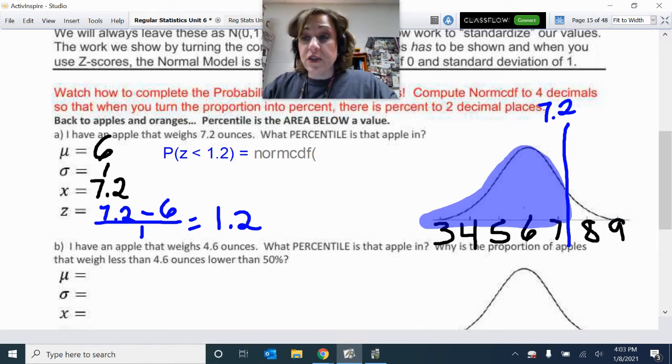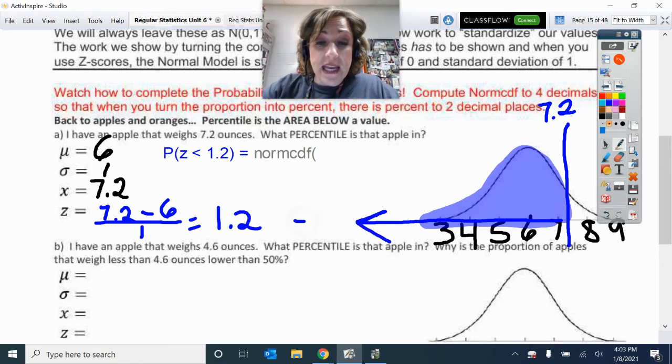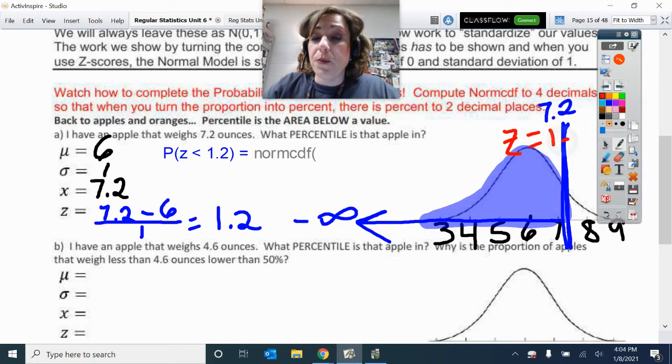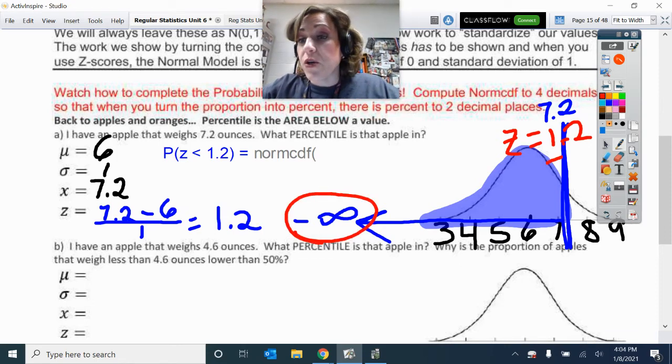What would you consider the lower value here? I would consider the lower value all the way down to negative infinity. This is negative infinity way down here. And then the upper value, it's not 7.2. The upper value is that z-score of 1.2. So our lower z-score needs to be negative infinity, and our upper z-score is 1.2.